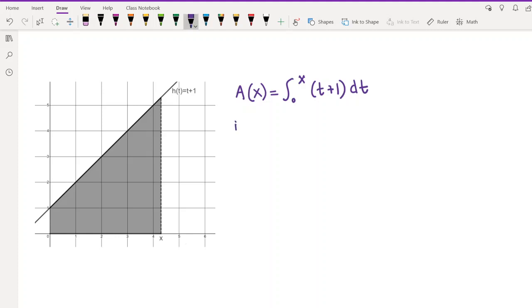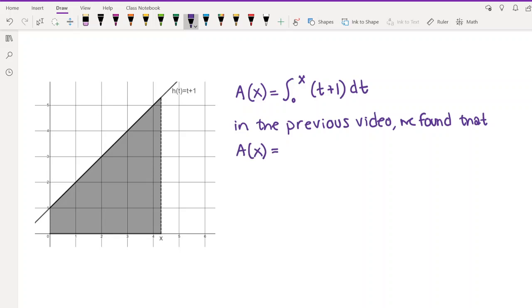In the previous video, this one was a little bit trickier. We had a little bit more geometry to do. But we found that the area function could be written as x squared over 2 plus x.